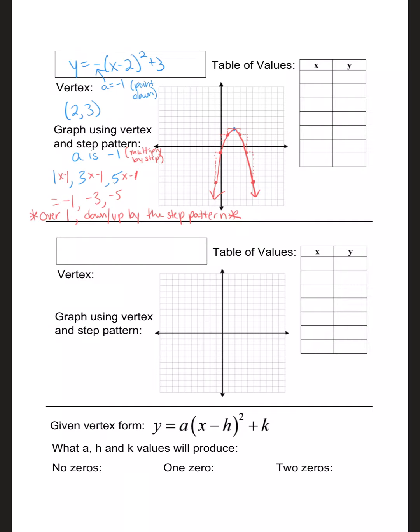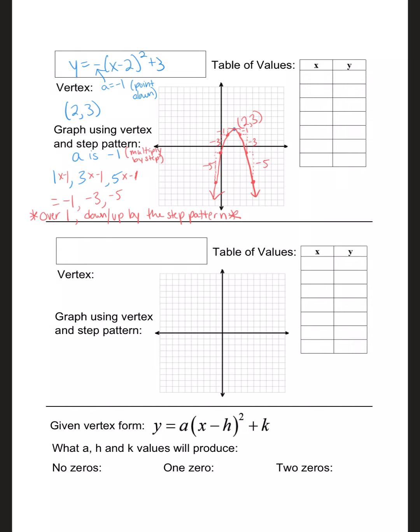So you can see our vertex is at 2, 3. Okay, and our step pattern shows that we're going down 1, down 3, down 5. We can see that on the other side, down 1, down 3, down 5. Okay, so if we wanted to verify this using our table of values, we can again look at what's going on either side of this parabola.